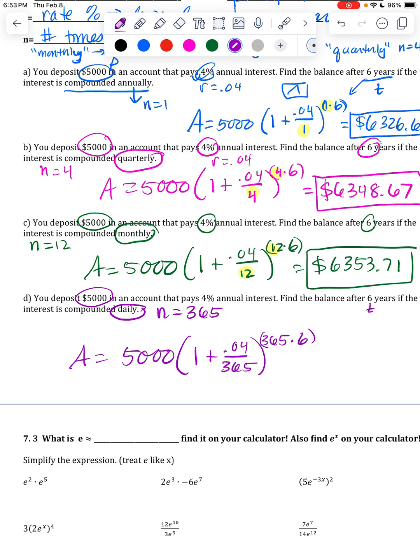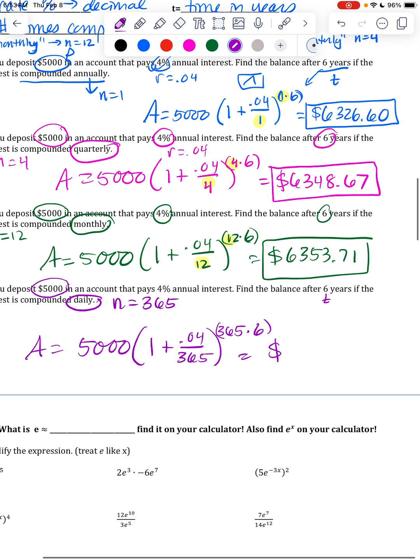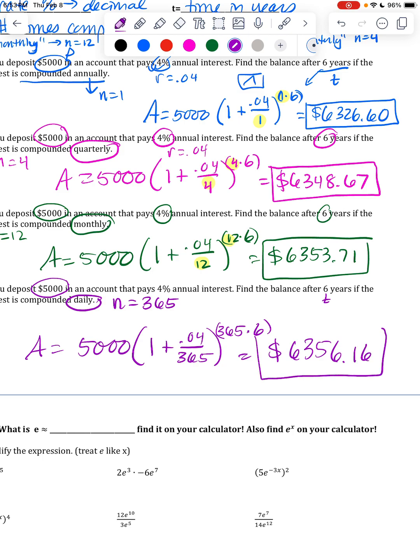You would think this would get giantly bigger, but it honestly doesn't get significantly bigger at this point. Make sure that whole 365 times 6 is up in the power. And I am getting $6,356.16. So it did get a little bit bigger, but it's only about $3 bigger than when they were doing it monthly.